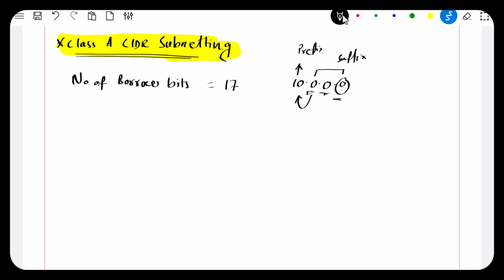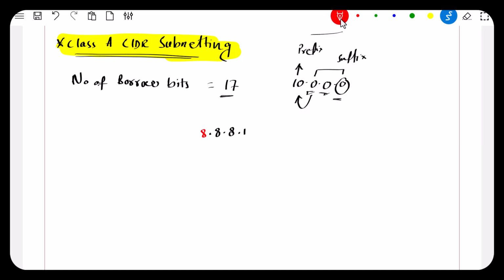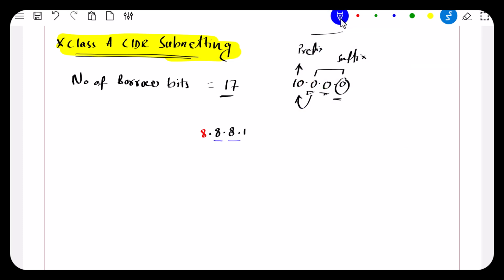And the number of borrowed bits will be 17. Okay, it means that 8 from the second octet, 8 from the third octet, and 1 from the fourth octet, while the first 8 is the default. This 8 is default. Only these are the borrowed bits. Okay, so 8, 8, and 1.